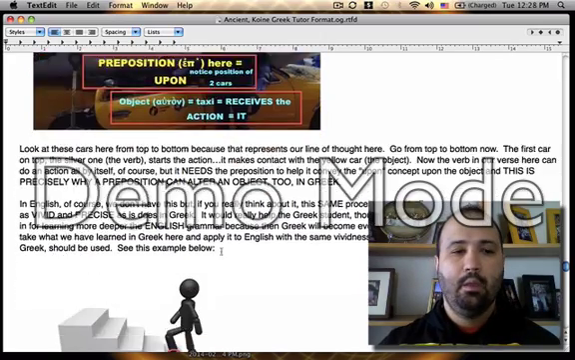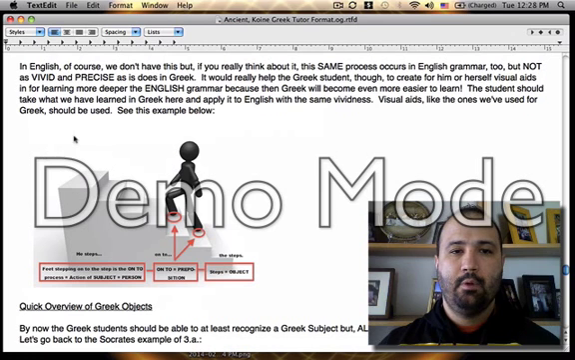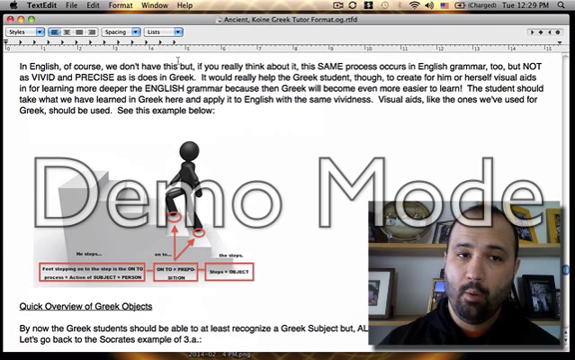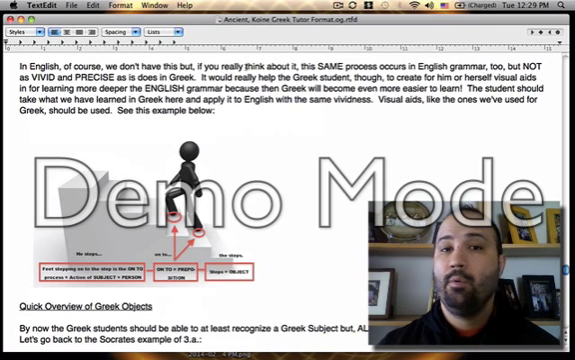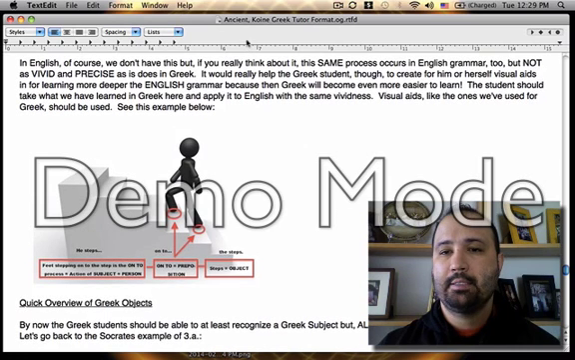Note this. In English, of course, we don't have to have this. We don't have this. But if you really think about it, the same process occurs in English grammar too, but not as vivid and precise as it does in Greek.